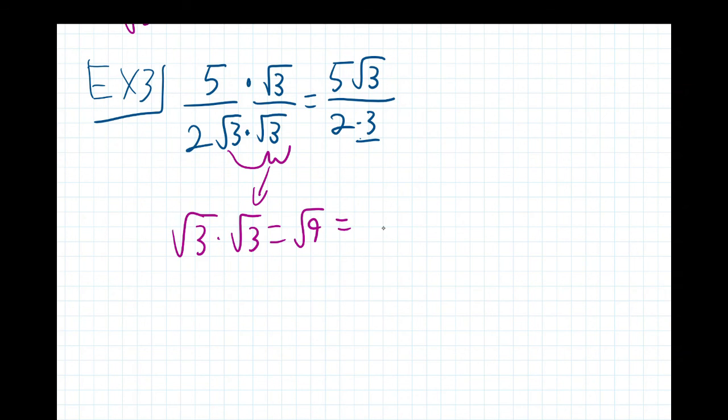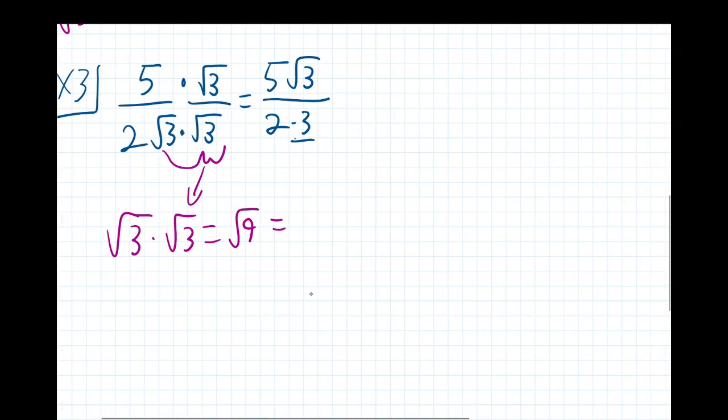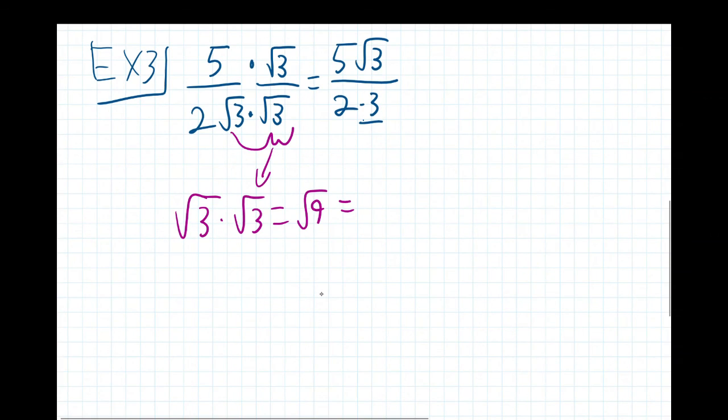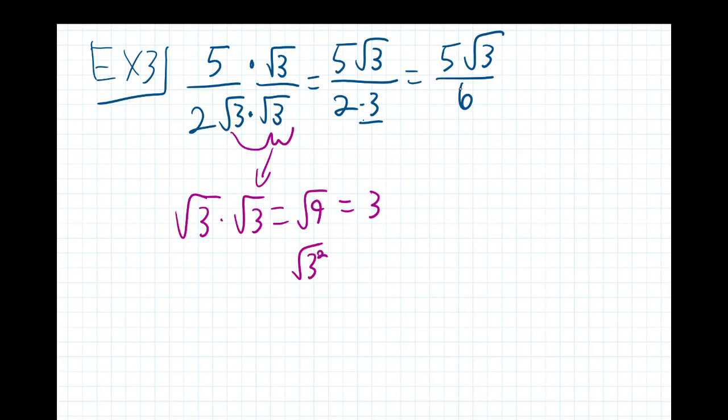Again, square root of 9. Square root of 9 is a perfect square because it is the same thing as 3 to the second power. And then you just get 3. So we multiply 3 times 2 there. So our final answer is 5 times the square root of 3 all over 6.